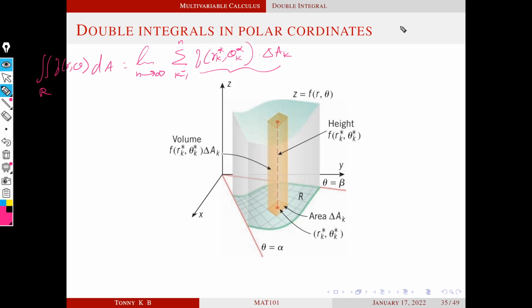In the case of Cartesian coordinates, it is clear that all are small rectangles. If you know the length is delta x k and the height is delta y k, then we know delta A k equals delta x k times delta y k in the case of Cartesian coordinates. But here the case is different. Here this is not exactly a rectangle. It's a polar rectangle. Okay, so next we have to evaluate the area of this polar rectangle, or we have to evaluate delta A k in terms of r and theta.